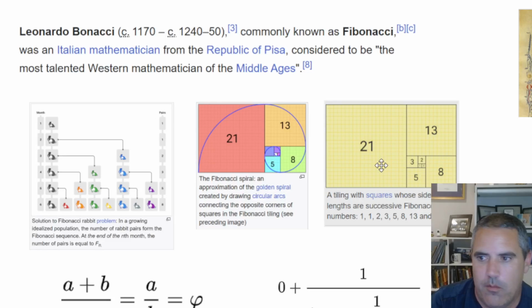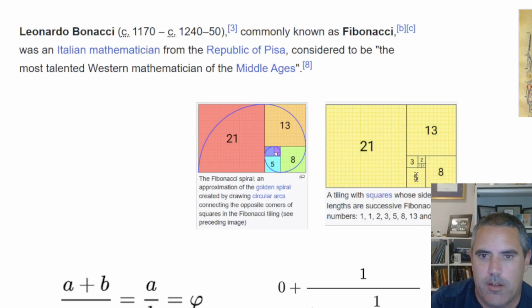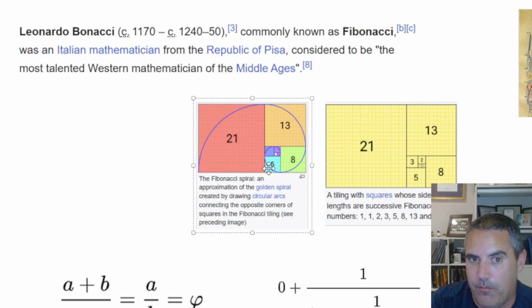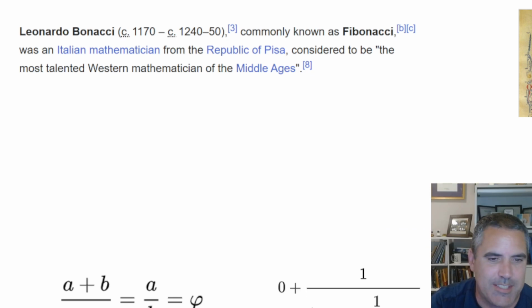There's things about, these are Wikipedia pictures. Things about if you make a square where the side lengths are 1 and then another one with 1 and 2, you get this thing. If you connect with the intersections, you get this golden spiral. All right. Some people say it's the most pleasing ratio.